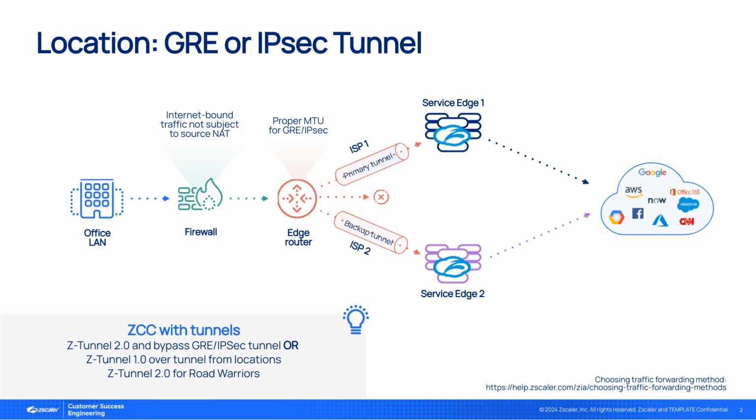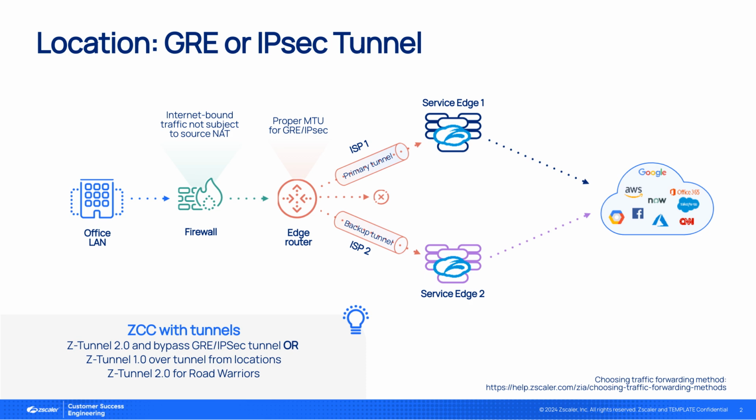Finally, we require two tunnels be configured to two different public service edges for each location, in an active standby configuration. We strongly recommend setting up monitoring and automated tunnel failover for these tunnels as a best practice.